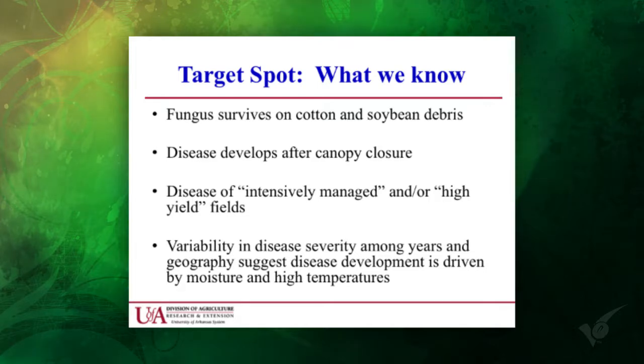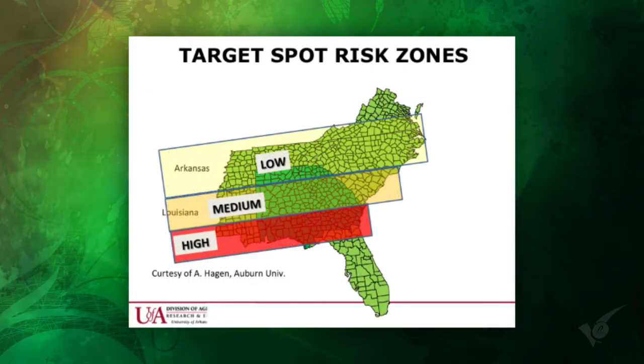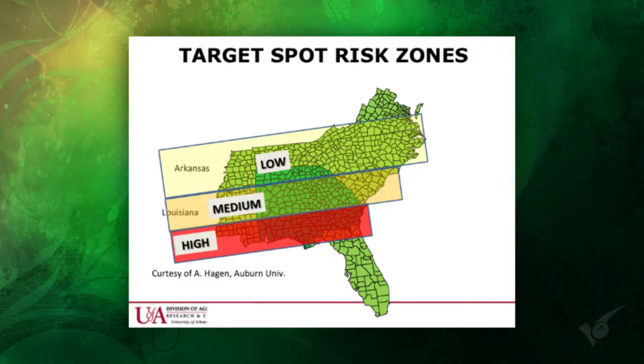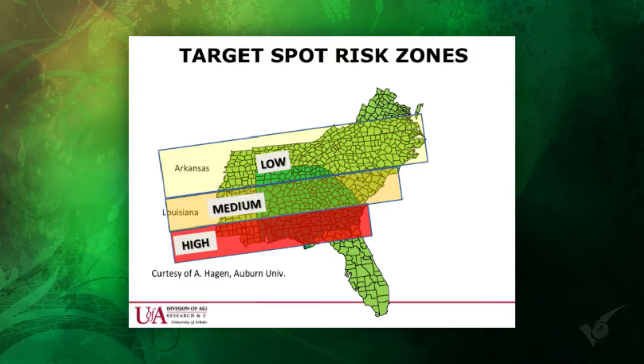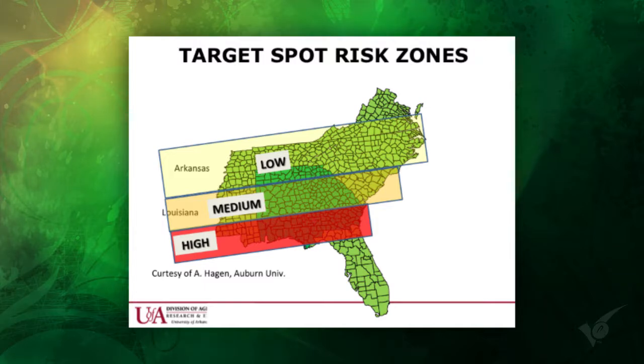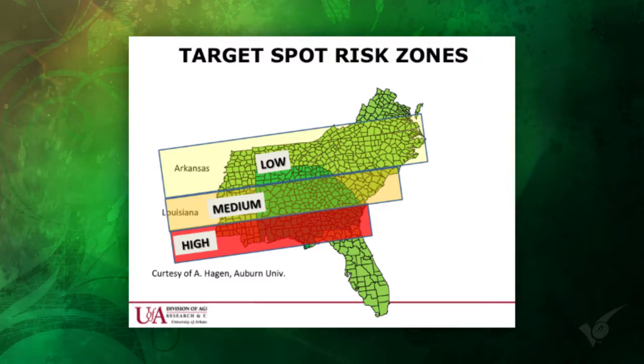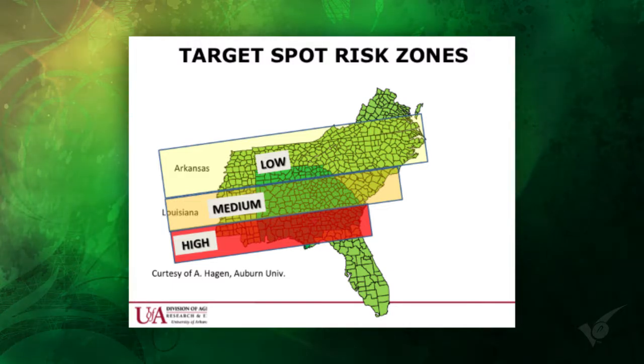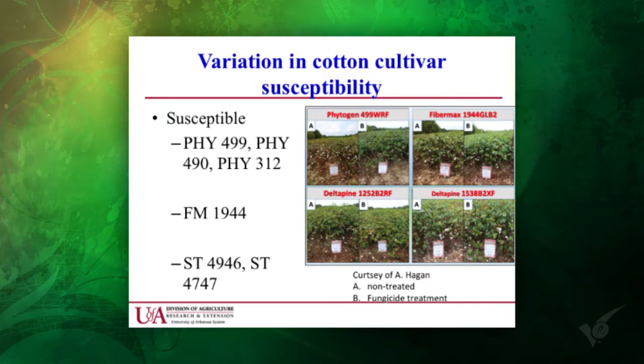So you might have seen this slide before. This is actually from Austin Hagen, kind of trying to give you a general idea of the risk zones. Those in southern Mississippi are probably going to be a higher risk, more humidity from the Gulf, more of that consistent wet weather. Arkansas, northern Mississippi being a little bit lower or a moderate issue. Again, some years we have it, some years we don't. For us last year, it really wasn't that big of a factor. The year before, it was a major issue. So definitely year specific.